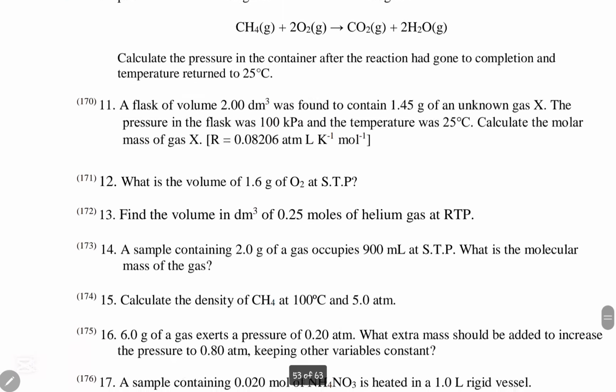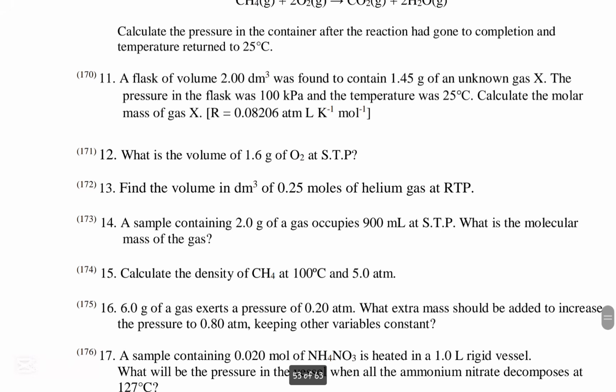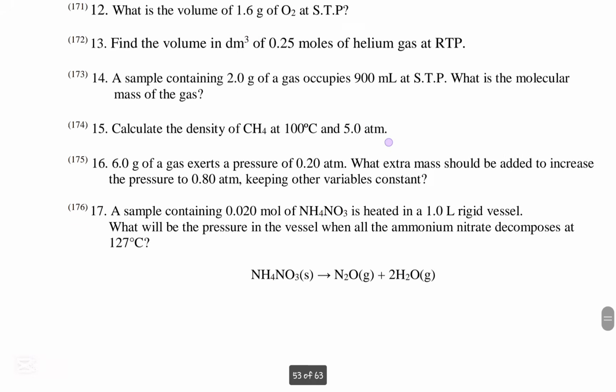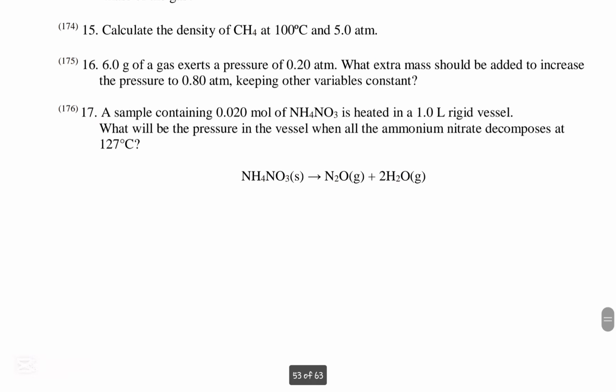Now the next question that we have is actually question 15. That's in the recommended questions of the CQDs to do. So let's move on to question 15. They want us to calculate the density of CH4 at 100 degrees Celsius and 5 atmospheres. So PV equals nRT, right?